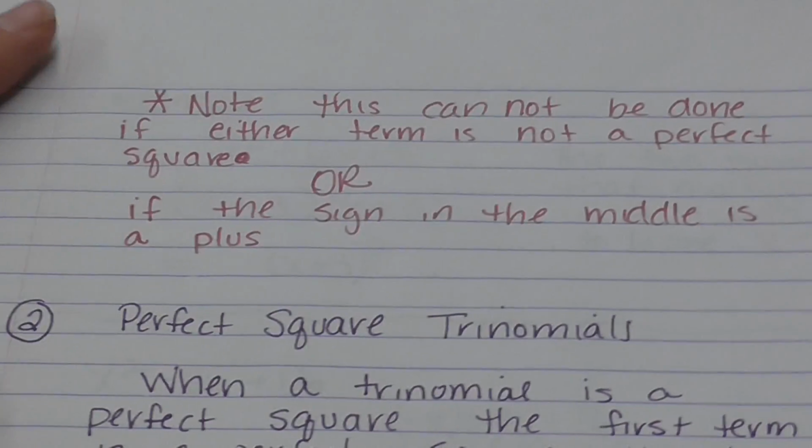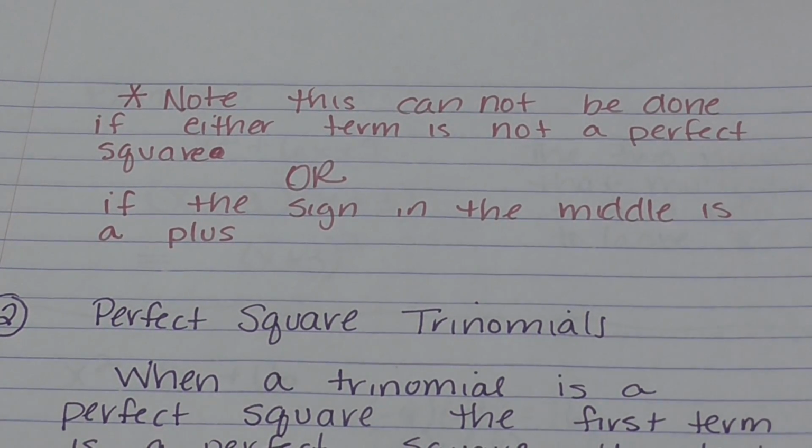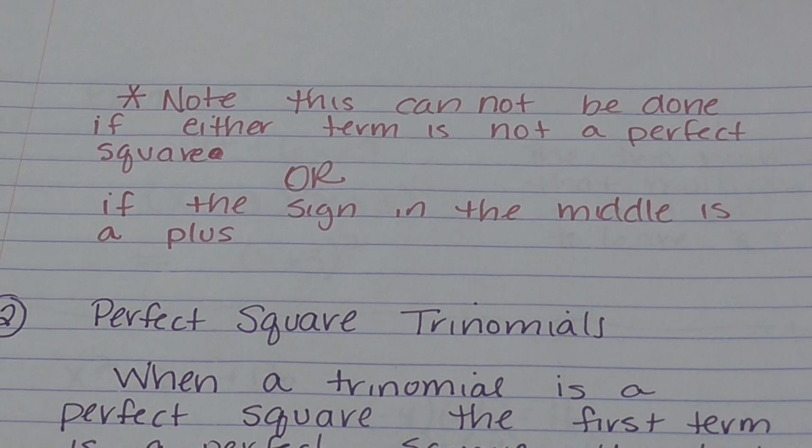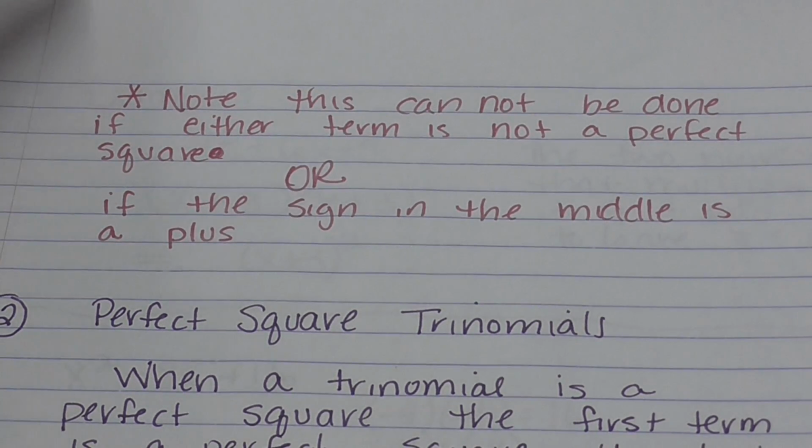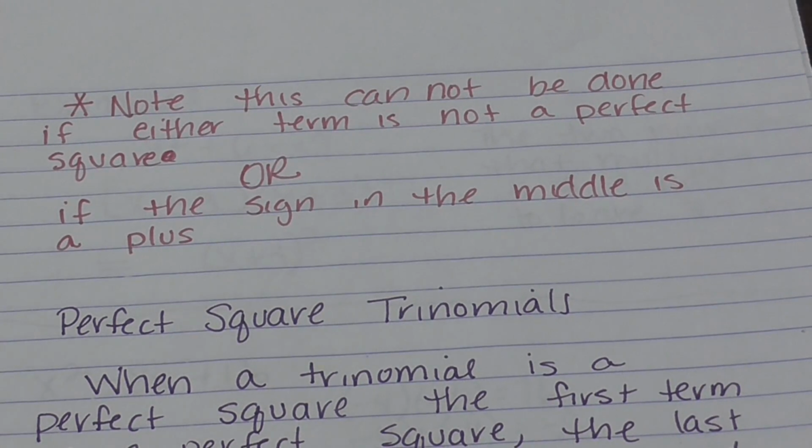So special note here, this cannot be done if either one of the two terms is not a perfect square. They have to be perfect squares to make this work. It also doesn't work if the sign in the middle is a positive or a plus sign. It has to be subtraction.